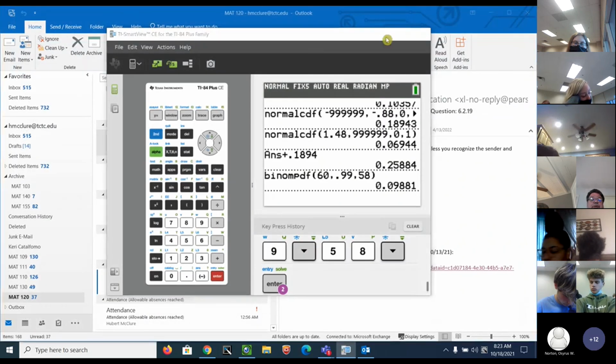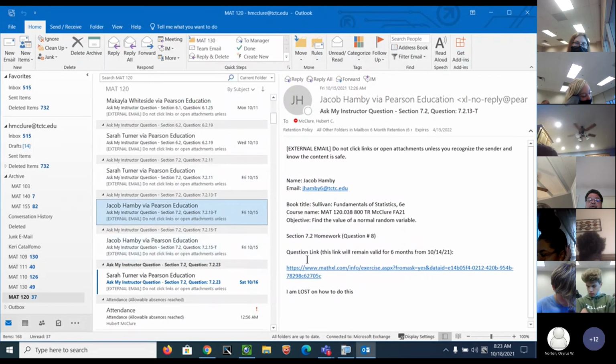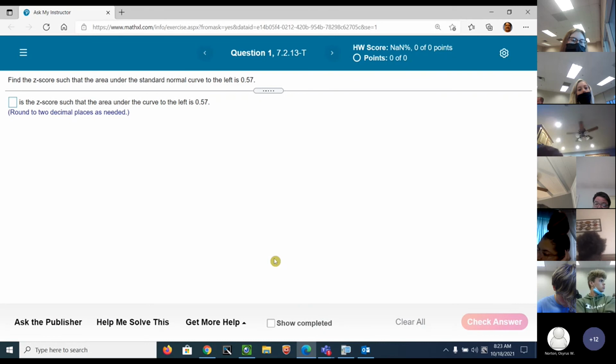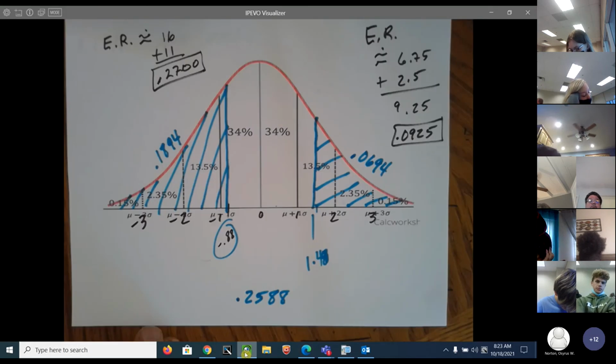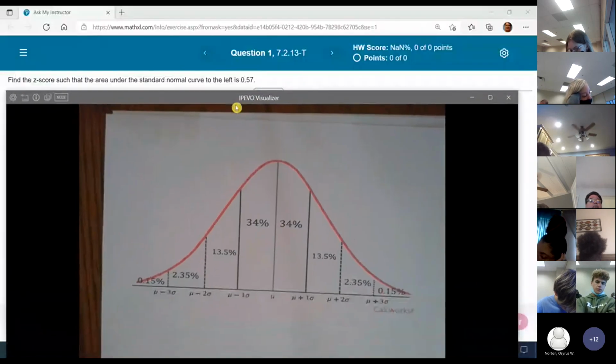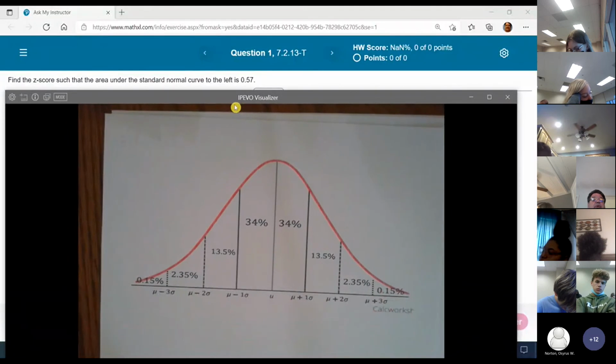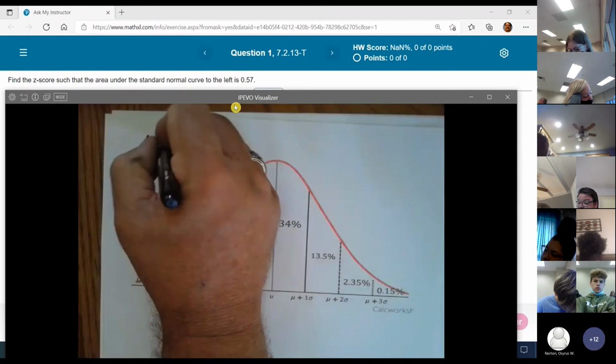All right. That's 7.2, 13 slash 8. Take my handy dandy drawing. Find the z-score such that the area under the standard normal curve to the left is 0.5700.